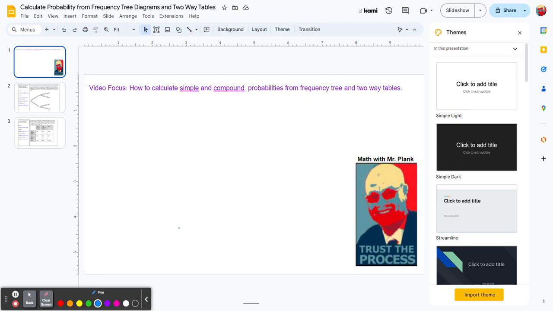This video provides instruction on how to calculate simple and compound probabilities from frequency trees and two-way tables.